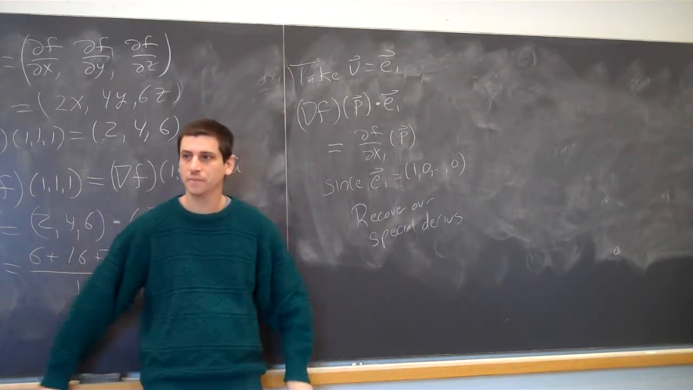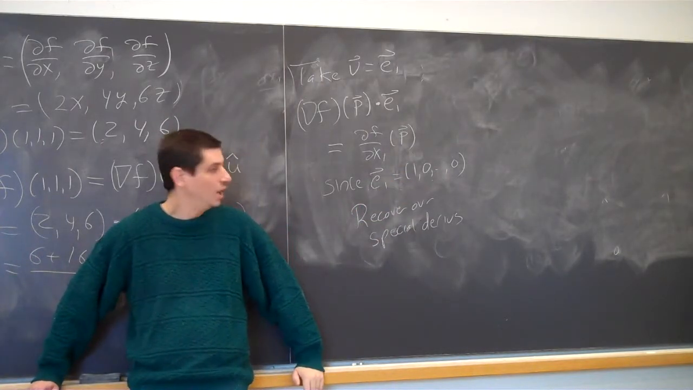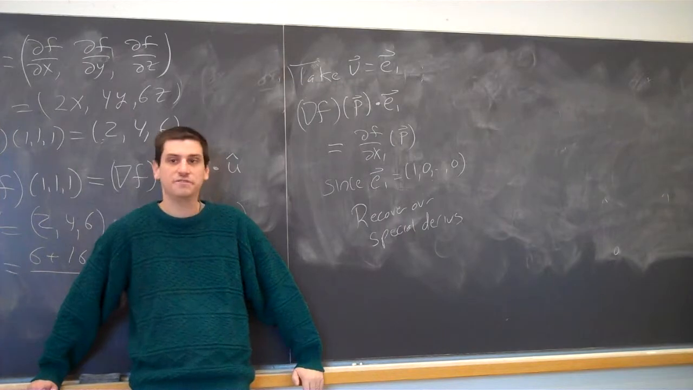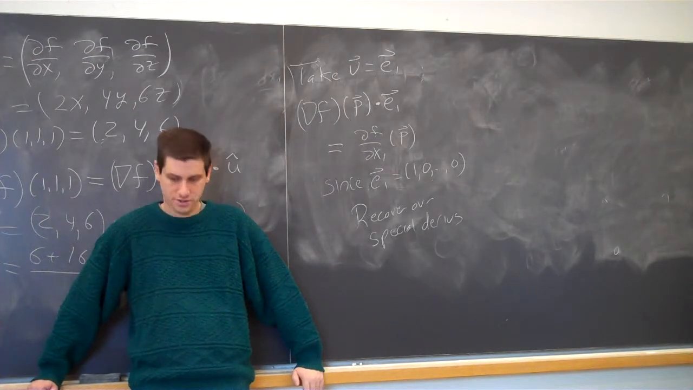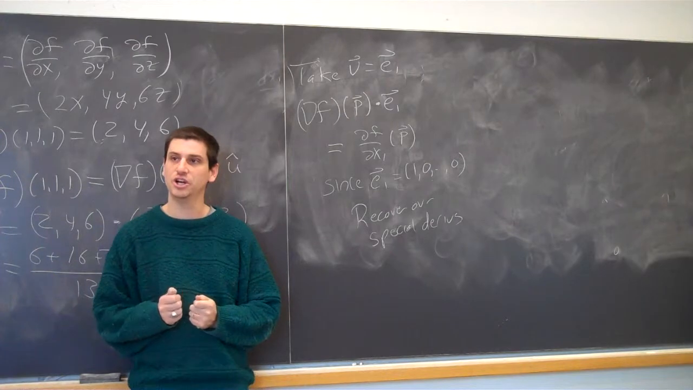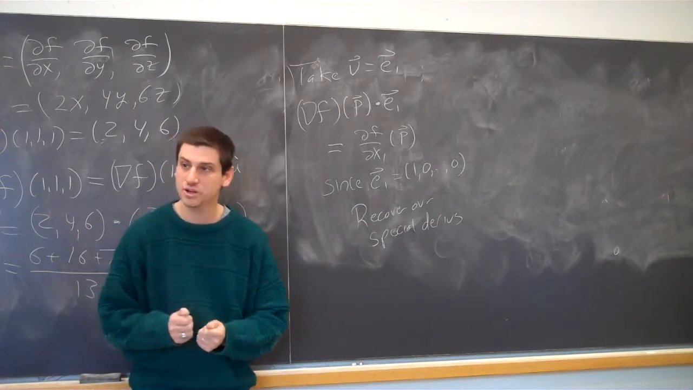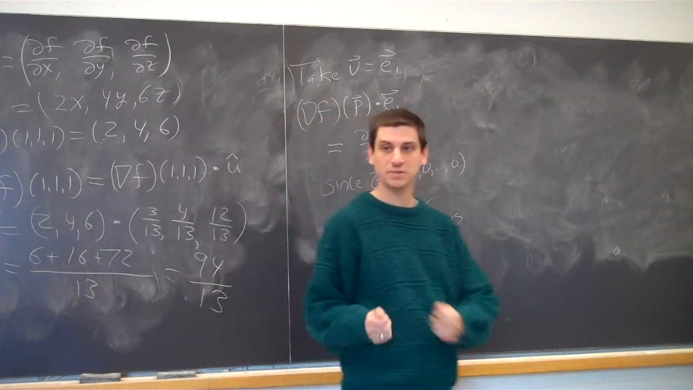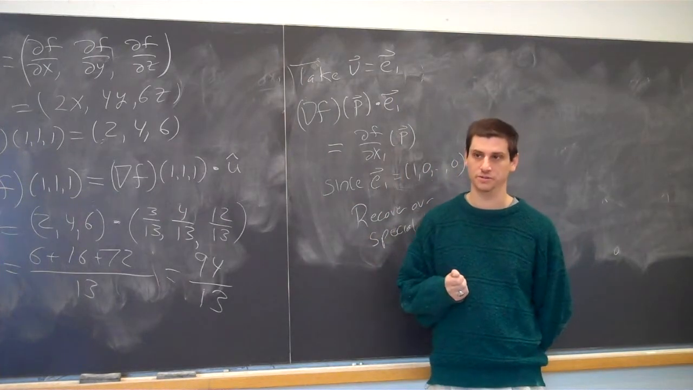So then, what is the point? Well, this is now telling us how fast our function is changing in the direction of e1. Isn't that what the partial derivative was? That was what the partial derivative was. But before, we could only do how fast is our function changing along the coordinate axes. With the directional derivative, I can now say how fast am I changing in any direction.